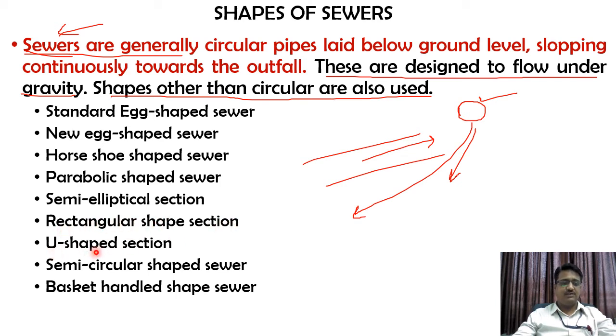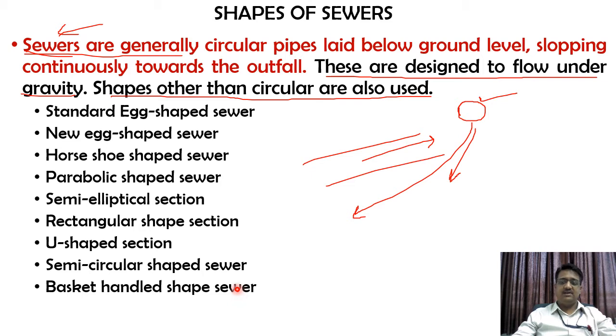We have U shaped, semicircular shaped, and basket handle shaped sewers. So why do we need so many shapes of sewers? First of all, it depends on the particular type of conditions that are going to exist in the field. If you change the shape of the sewer from the conventional circular one to any of these, it will provide the respective advantages.